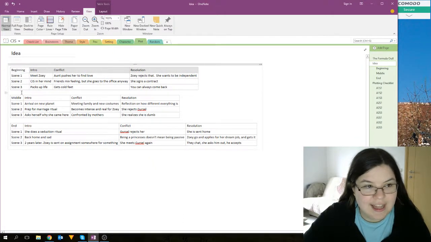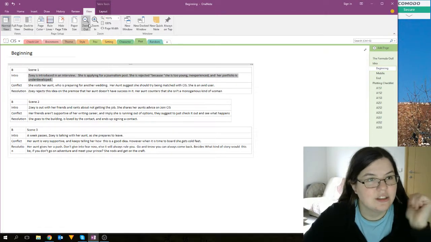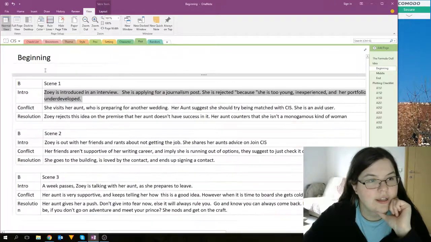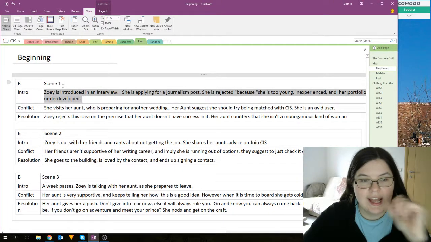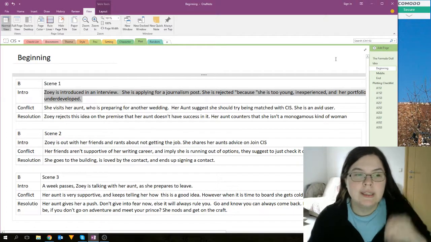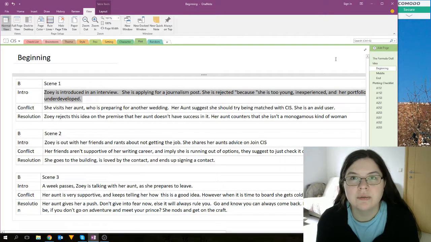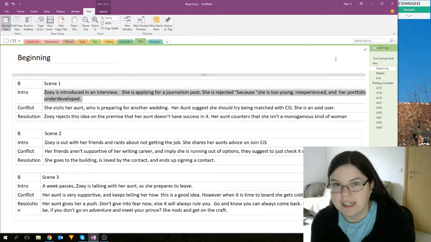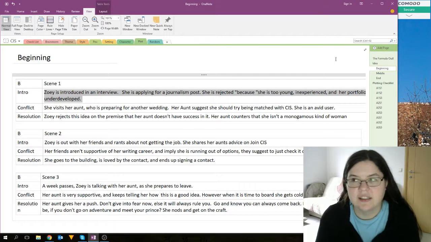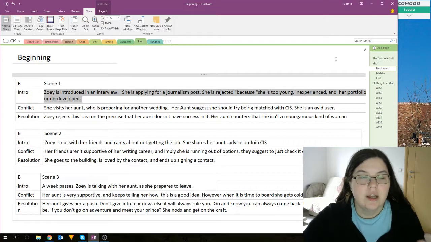I then take this, and I expand upon it like this. So here we have the beginning, scene 1, and there's more info for the intro, the conflict, and the resolution. Now, for this part, you really want to ask yourself about the transition of the scenes, and does it make sense? Are the transitions between them too big, too small?